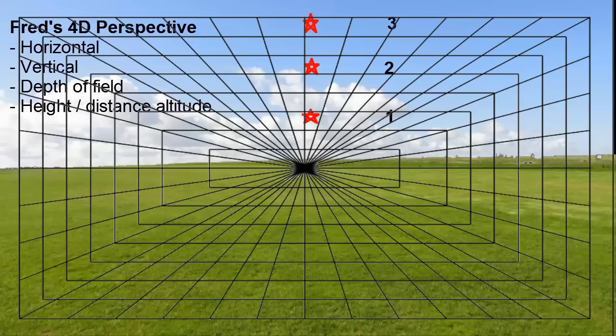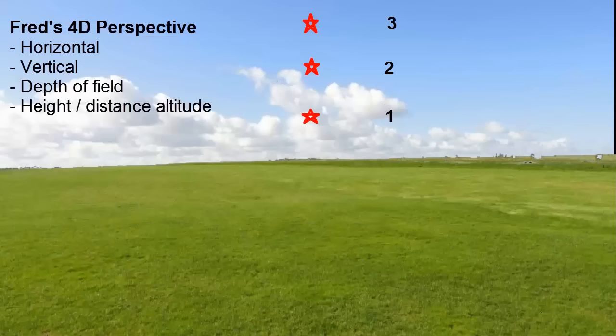What you see is what you get. Star number 1 is close to the horizon, so it's far away. 2 is higher up, so it's closer to us, and star number 3 is even closer to us, so it's higher in the sky.